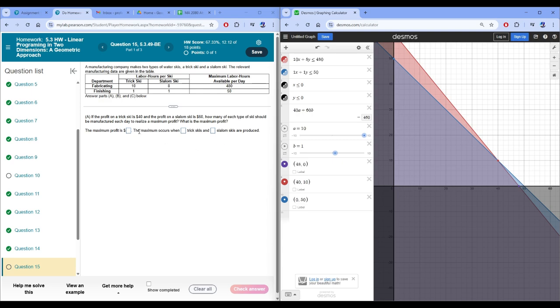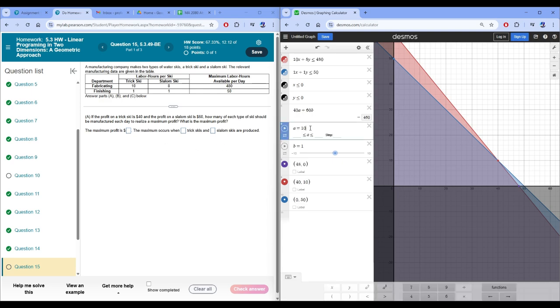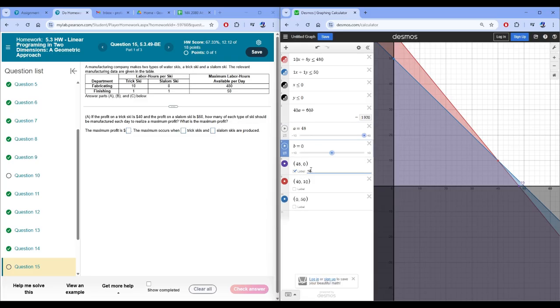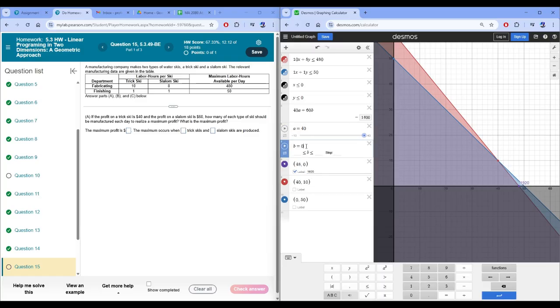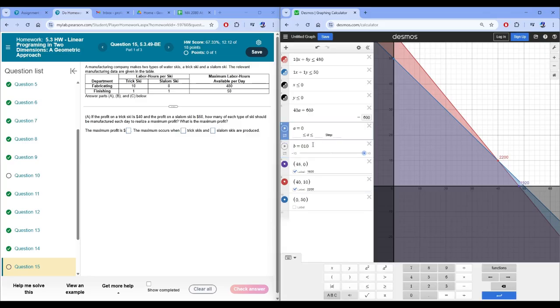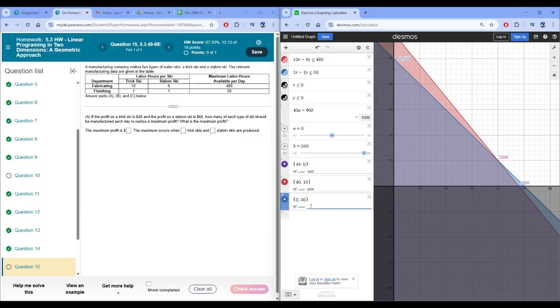I need to check the point 480. That's gonna get labeled 1920. I need to check 4010. And that's going to get labeled as 2200. And then this one's going to be 0 and 50. And then that's going to be labeled as 3123.